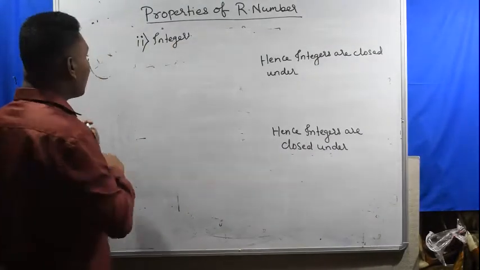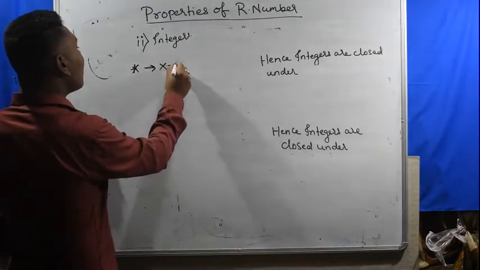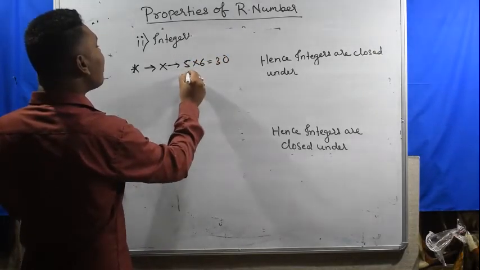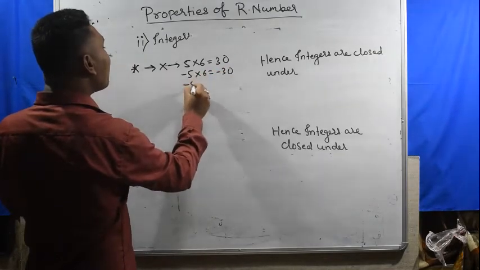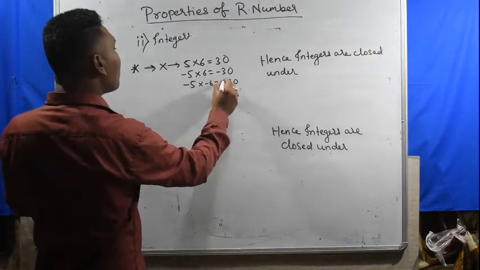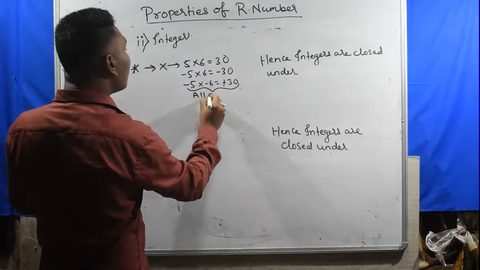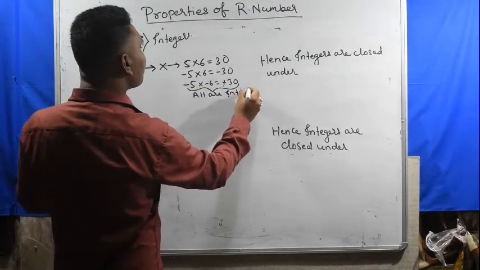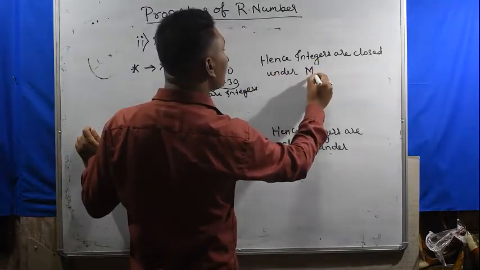For multiplication, 5 sixes are 30, minus 5 into 6 is equal to minus 30, minus 5 into minus 6 is equal to plus 30, which all are integers. Hence integers are closed under multiplication also.